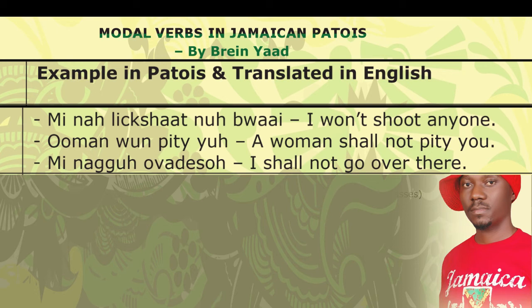Or if you want to say won't, you say woon. Woon. Meaning won't. And an example we can have something like woman won't pity you. Woman won't pity you, meaning a woman shall not pity you, or a woman will not pity you. Most women don't pity you. Most women can't pity you. She will eat your money, and give you nothing in return.